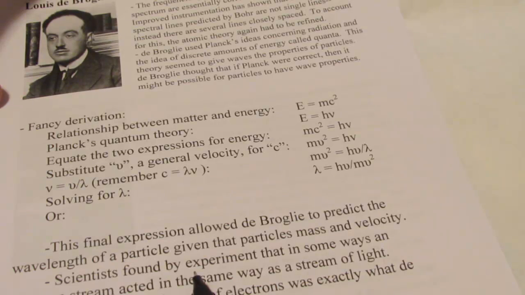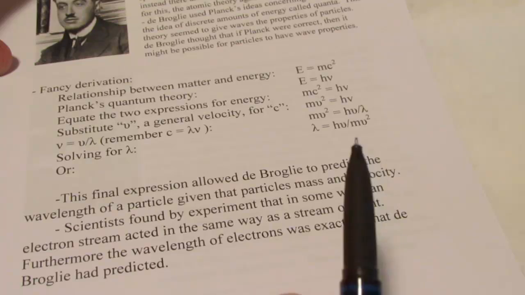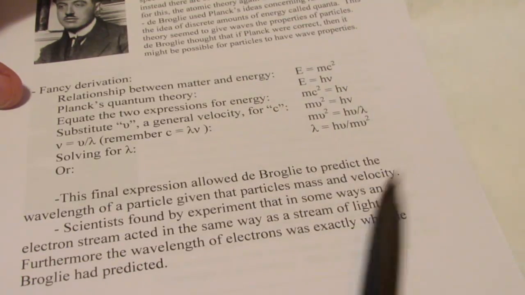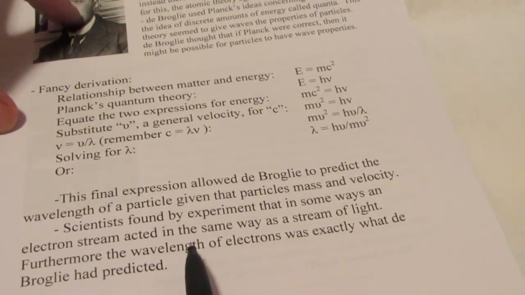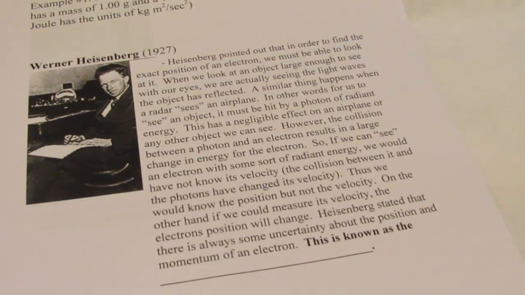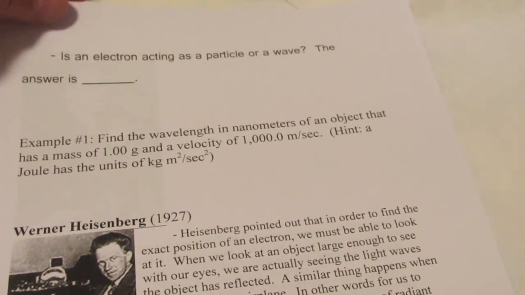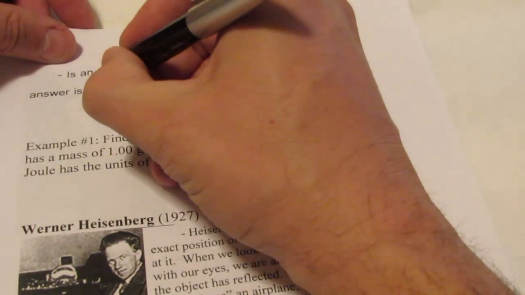scientists found by experimentation that in some ways an electron stream acted in the same way as a stream of light. And when you think about that, electrons are so tiny, almost practically massless. They are similar once again to photons of light. So it shouldn't surprise you that something so tiny might be able to have properties similar to that of light. Furthermore, the wavelength of electrons was exactly what de Broglie had predicted. So we are left with this question: is an electron acting as a particle, as Bohr thought, or as a wave, as de Broglie had thought? And the answer simply is yes.